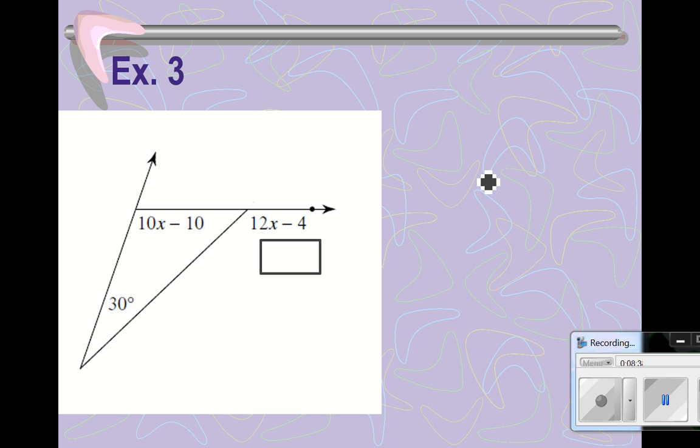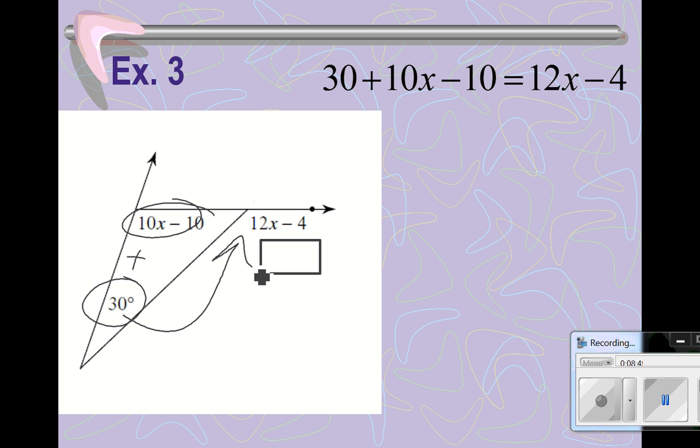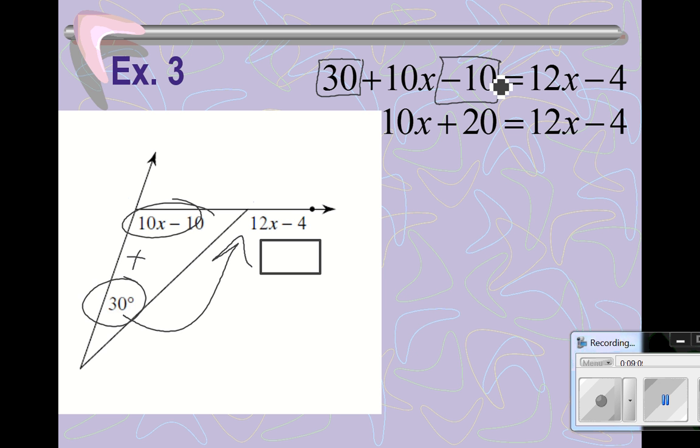So we're going to do circle plus circle equals, and we can write our equation. So our equation would be 30 plus 10x minus 10 equals 12x minus 4. First thing, combine like terms. You have 30 and minus 10. So if I have 30 minus 10, that gives me 20. So my next step will be 10x plus 20 equals 12x minus 4.